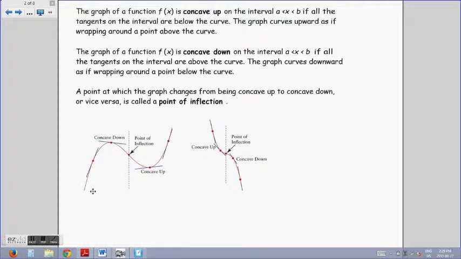A point at which the graph changes from being concave up to concave down or vice versa is called an inflection point. So basically an inflection point is a change in concavity. In the first diagram, this is the point of inflection. We have a change from concave down to concave up, and you'll notice in this example we do have local max and mins. In the second diagram, however, even though we have an inflection point right here and a change in concavity, we don't have a definite max and min point. So we don't have local extrema, to be more precise.